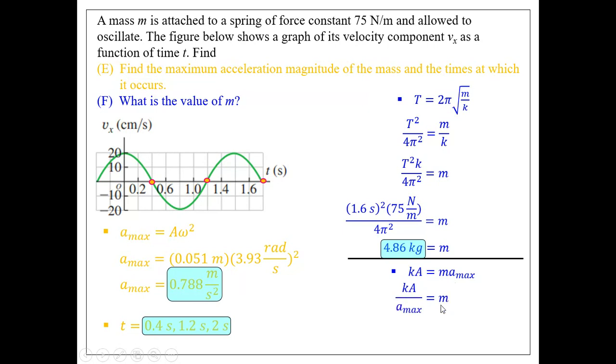So m is equal to k times the amplitude divided by a max. I know what k is, which is given as 75. A I already found earlier, which is 0.051. And a max, I just found to the left side of the screen, is 0.788. So if I plug and chug, you'll get the same answer. I'm running out of room on my screen here, but you can take my word for it. I punched it in my calculator, and I got the same value of 4.86 kilograms.